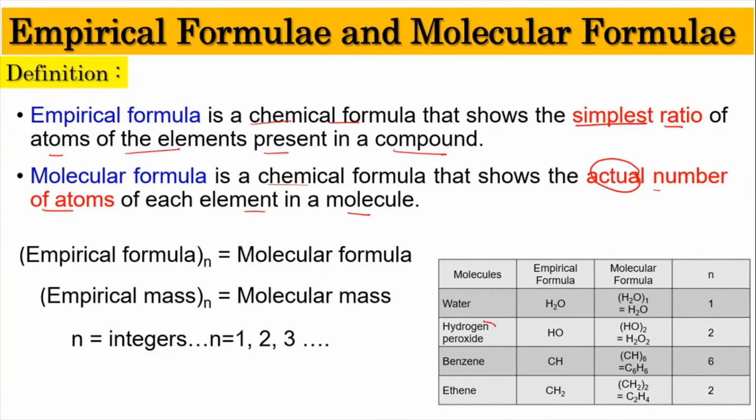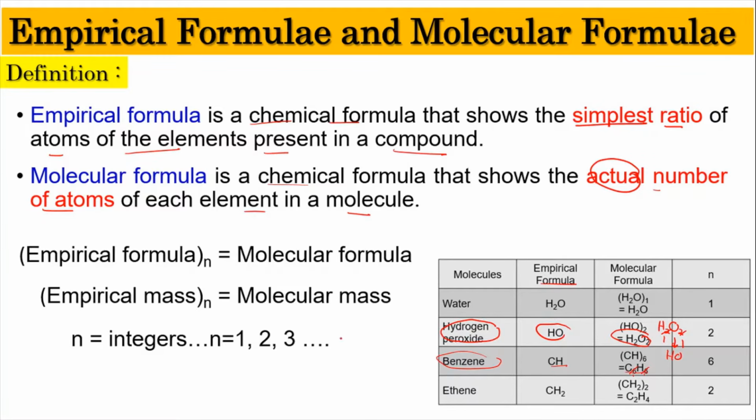For example, hydrogen peroxide will have a molecular formula of H2O2. The actual formula is H2O2, and this can be simplified to become HO, because 2 and 2 here can be simplified further into 1 and 1. So HO here refers to the empirical formula. The same goes for benzene, where the molecular formula is C6H6, and we can simplify that into CH.